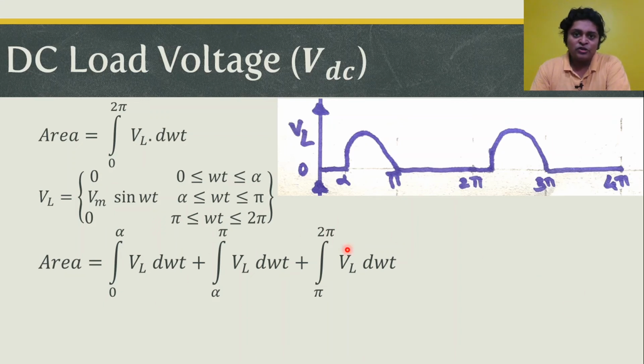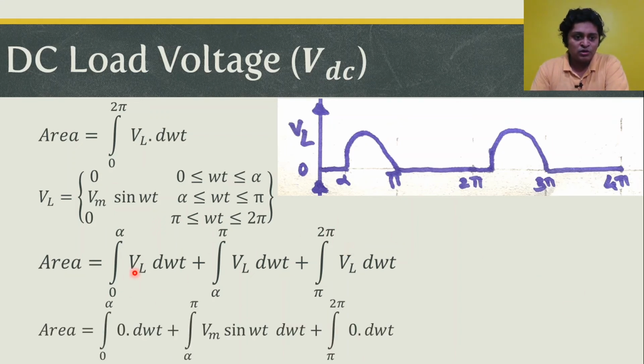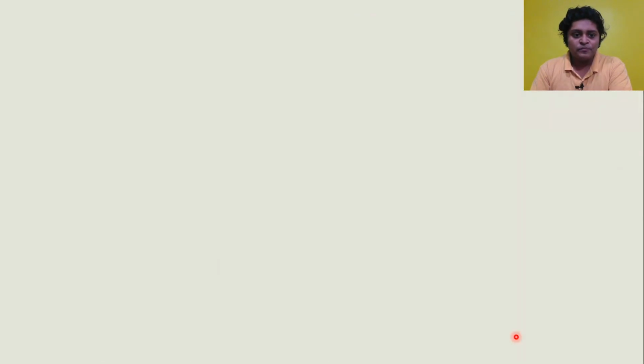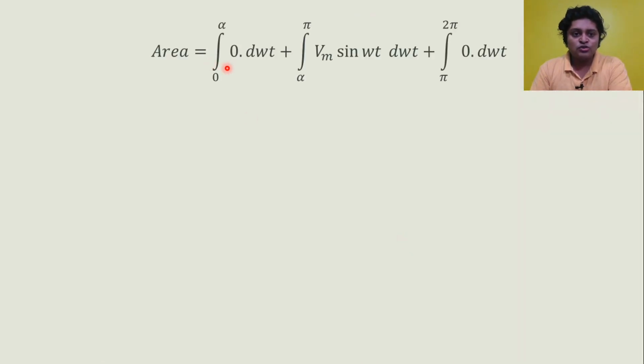Now let's substitute the value of load voltage in each interval. For the first interval the value is 0. For the second it is Vm sine of omega t. For the third interval the value is 0. Now we know that integration of 0 is 0.